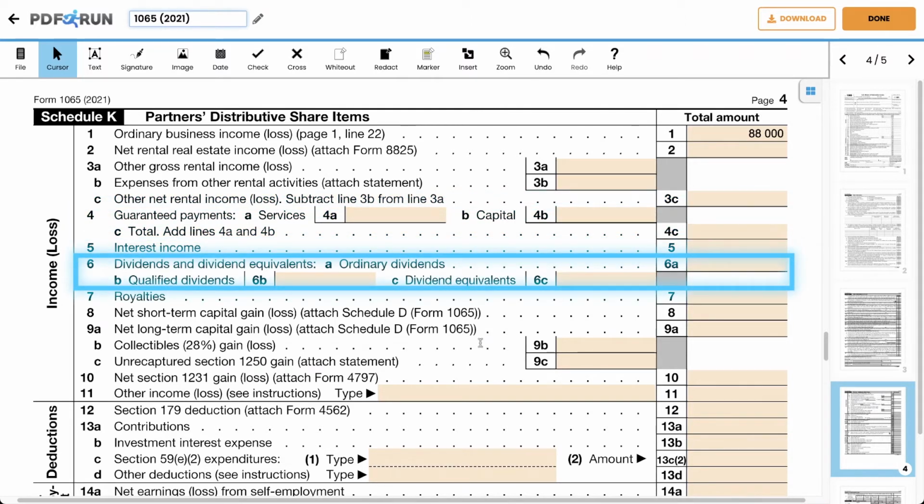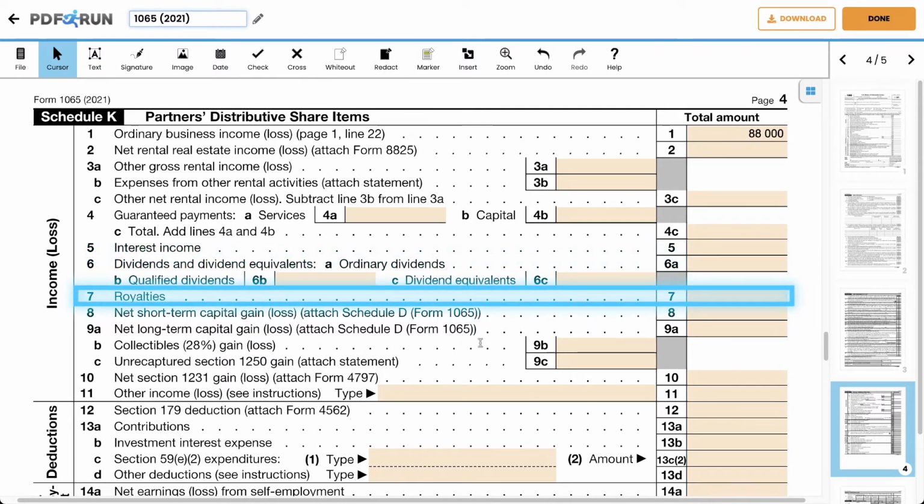Line 6. Enter the amounts for each of the following dividends and dividend equivalents. Line 6A. Ordinary dividends. Line 6B. Qualified dividends. Line 6C. Dividend equivalents. Line 7. Enter the amount of royalties earned.